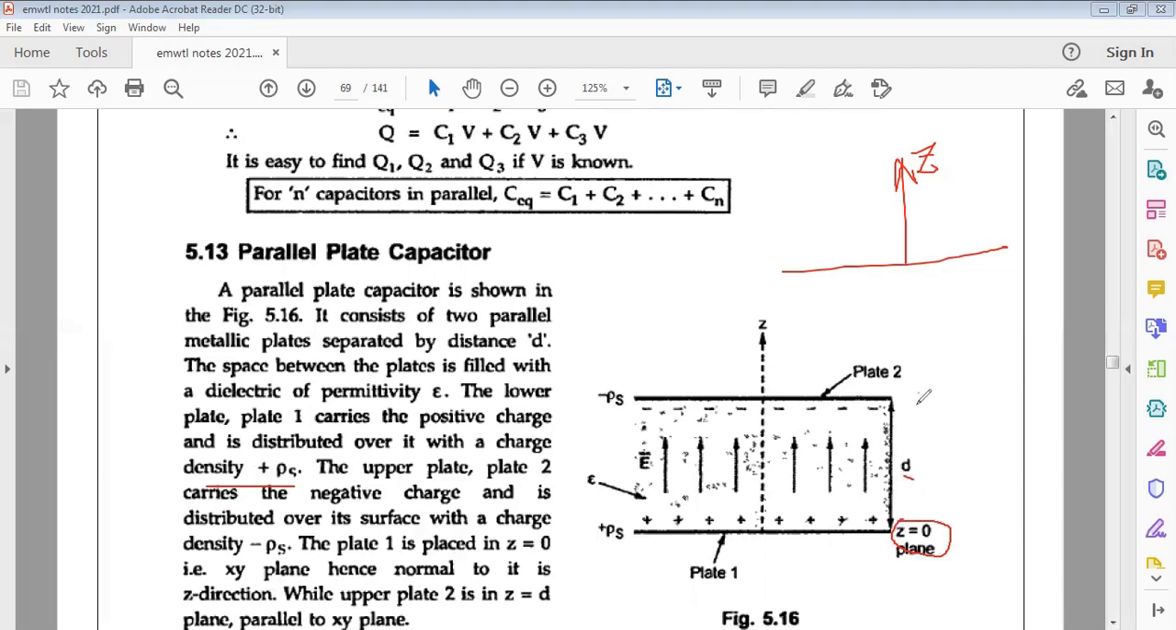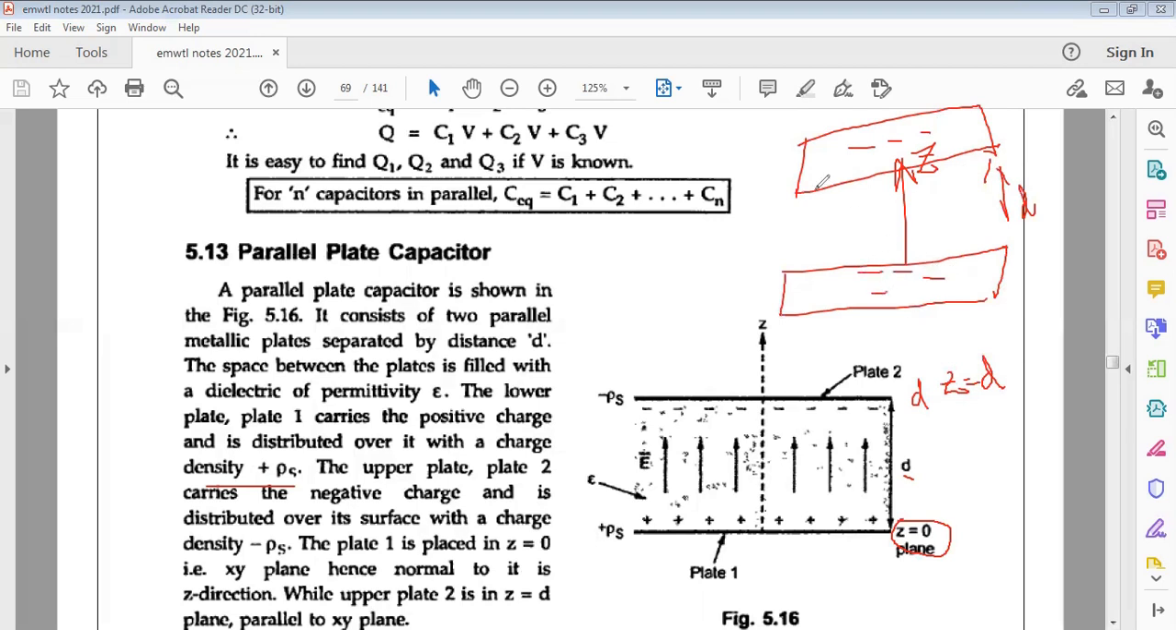because the distance from plate 1 to plate 2 is d, which means plate 2 is at Z equal to d. It's parallel to the XY plane. Exactly, it is parallel to the XY plane. You can keep another plate here at a distance of d. It is a negative charge with the density of rho s, and here with the density of rho s is a positive.